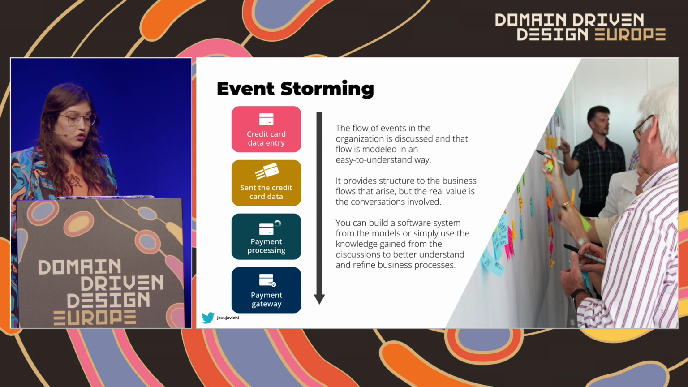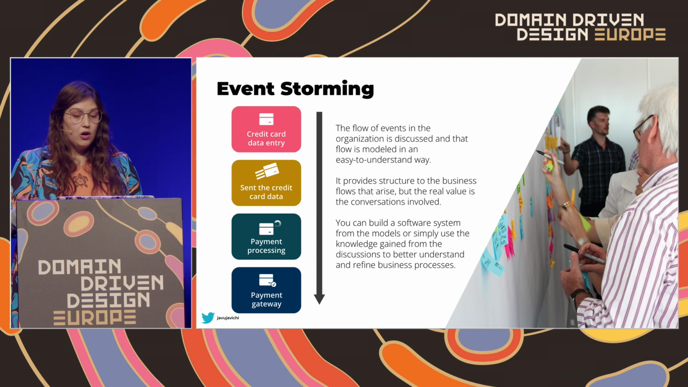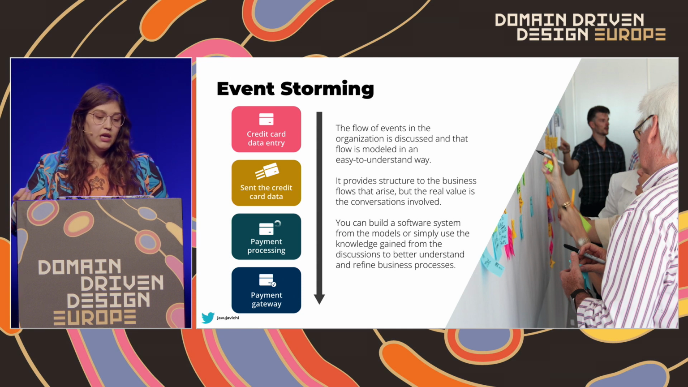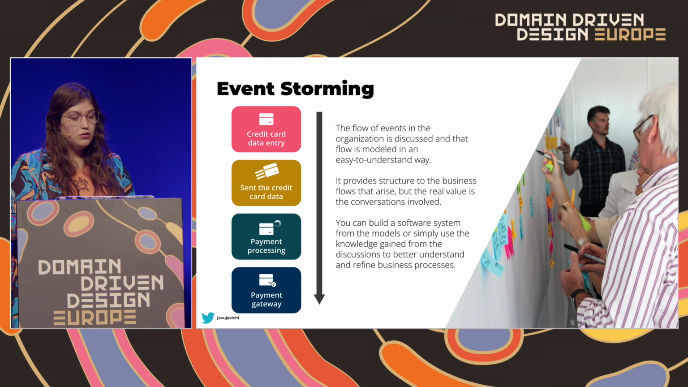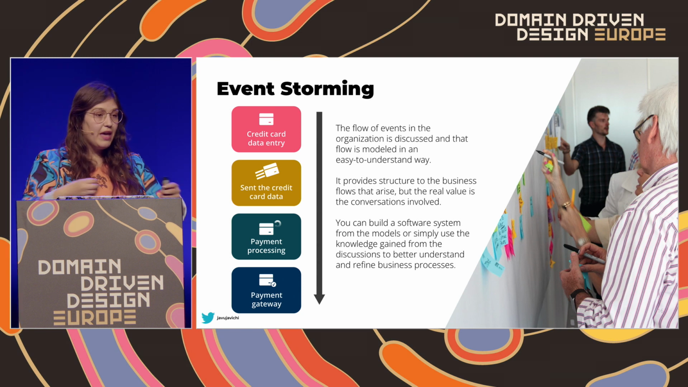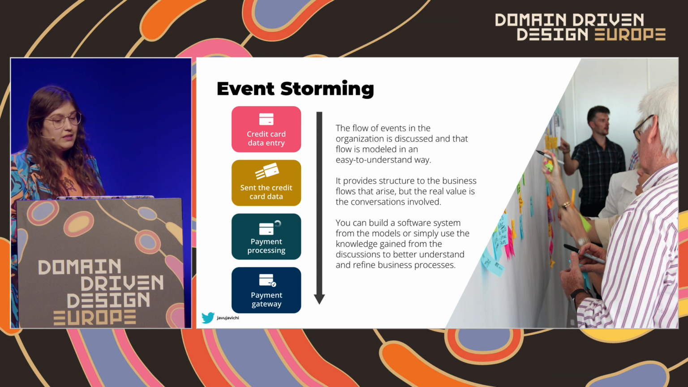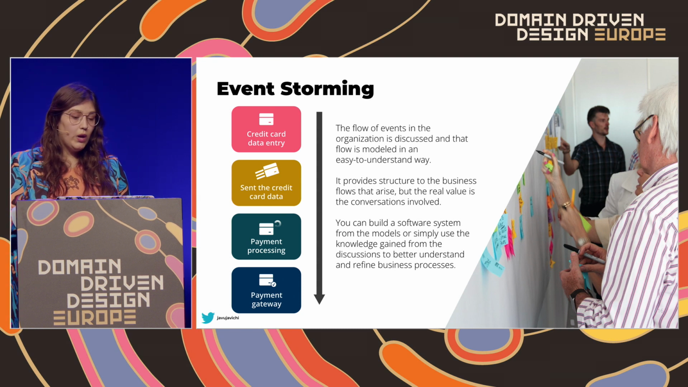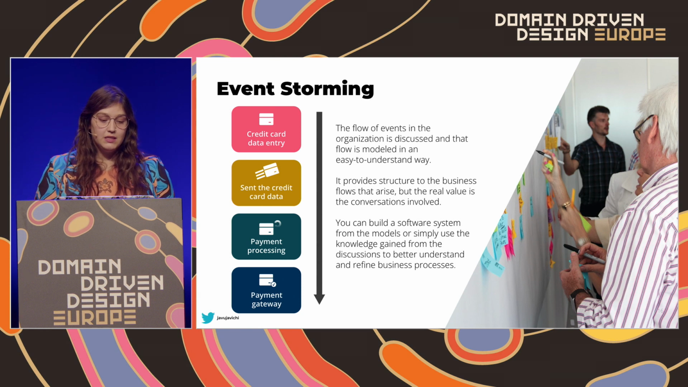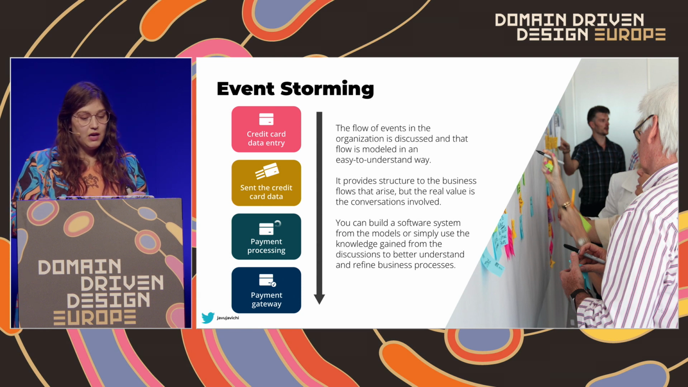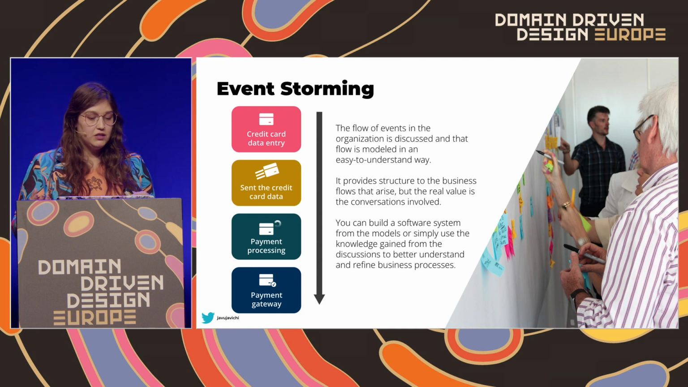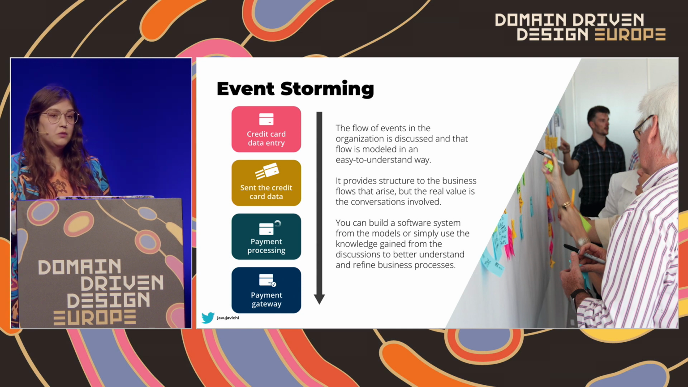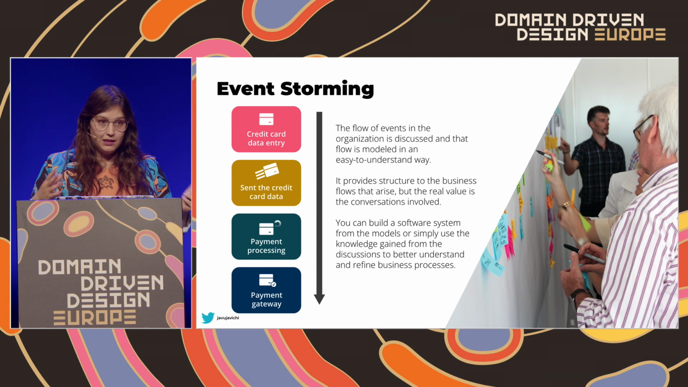So this event storming is a workshop, as we know, to quickly find out what is happening in the domain of a software program. It provides a structure to the business flows that arise, but the real value is the conversations involved, because we will have everybody there. The flow of events in the organization is discussed and modeled in an easy-to-understand way, but you can build a software system from the models or use the knowledge gained from these discussions to better understand and refine this business process. As we know, there is no silver bullet for this.